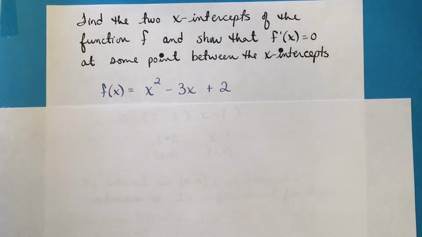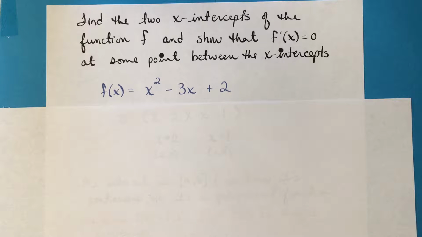Okay, so now getting into the actual examples of using Rolle's theorem and how things are going to be asked. It says to find the two x-intercepts of the function f and show that the derivative of the function is equal to 0 at some point between the x-intercepts. All right, so the first problem function that we're going to look at is x squared minus 3x plus 2. So first of all, we've got to find our x-intercepts.